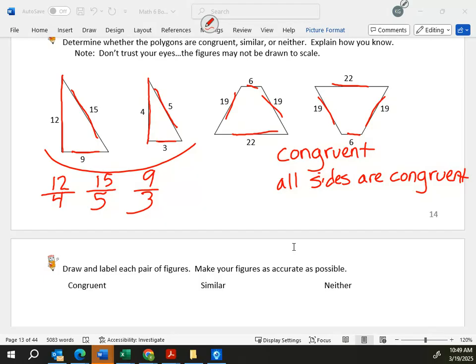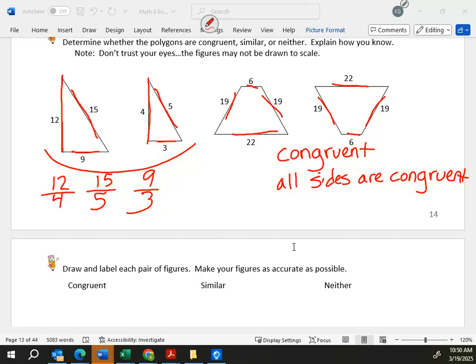Now what should I do to see if they are similar? Emma? See what can go into each. More than that. What does that fraction bar tell me to do? Divide. So I'm going to take my numerator, divide it by my denominator. If they are similar, if they're proportionate, we should get the same answer for every side.